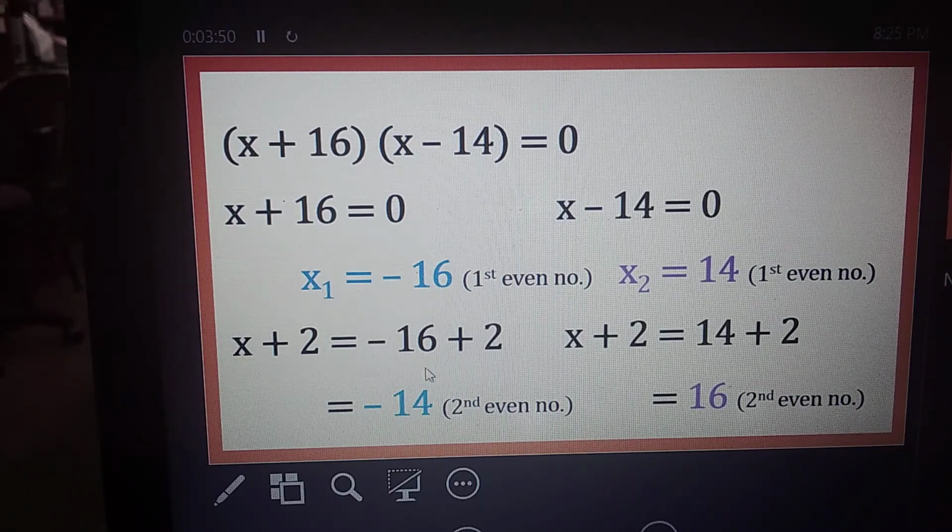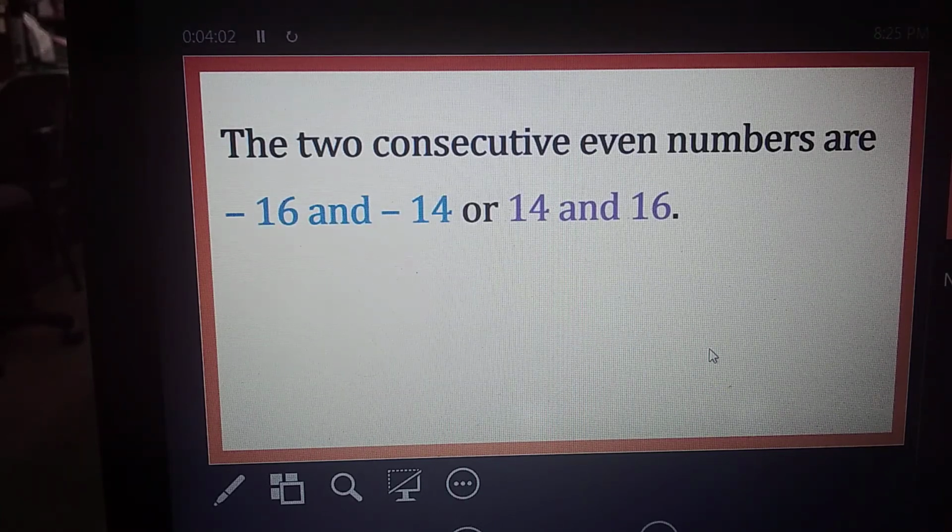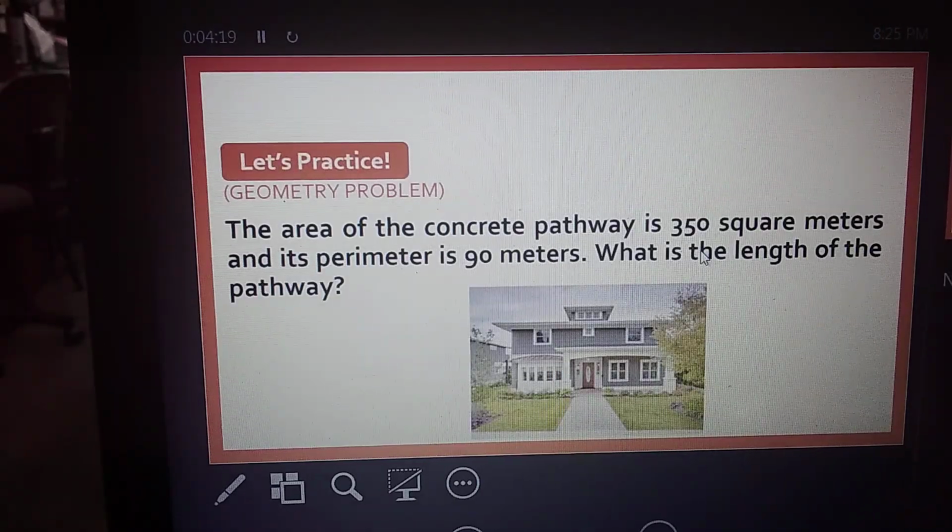That gives you 224 once multiplied. Also, when you multiply 14 and 16, that also gives you 224. That's why when you make a conclusion, you would say the two consecutive even numbers are negative 16 and negative 14, or 14 and 16. So there you go for the number-related problem. Let's go now to example number 2, a geometry problem.